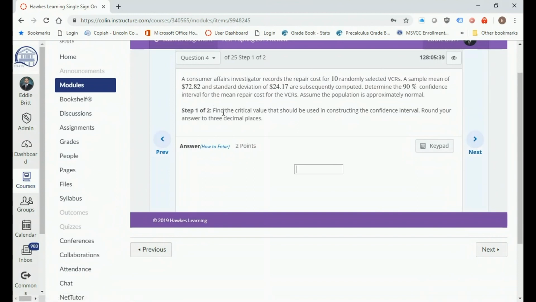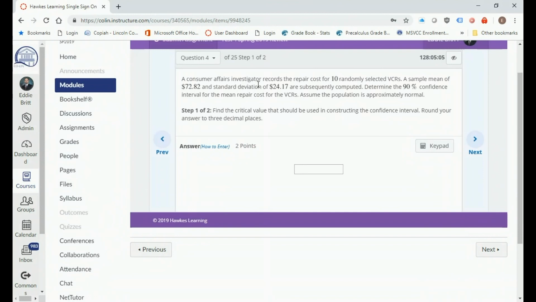This problem says that a Consumer Affairs investigator records the repair costs for 10 randomly selected VCRs. A sample mean of $72.82 and a standard deviation of $24.17 are consequently computed. Determine the 90% confidence interval for the mean repair cost of the VCRs. Assume the population is approximately normal.